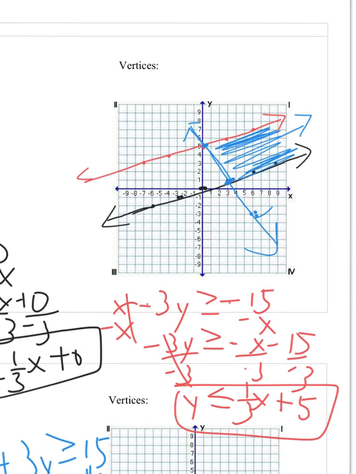The vertices are the corners of the region. Okay, so if you look at this, the corners of the region, I'm going to make them black, would be this point right here. Let's make it thicker so you can see these. It would be this point right here and this point right here. Okay, so my vertices would be 0, 5.